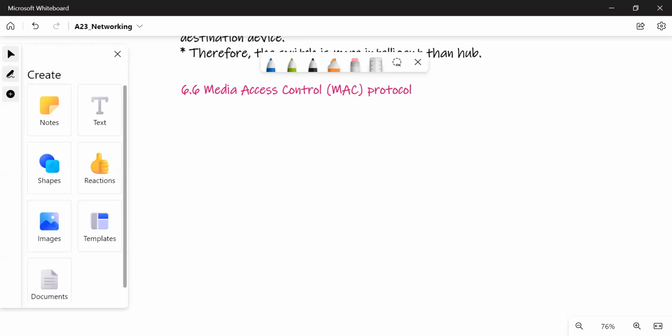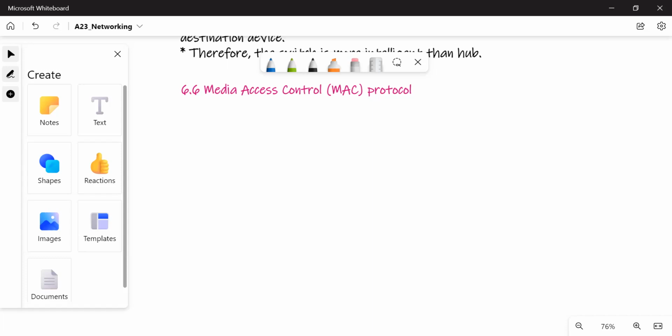Right. So let's move on to the next section. It is 6.6 Media Access Control, or MAC protocol. So MAC is a unique address which you can use to identify devices in a network, right? So each computer is uniquely identified using this address.